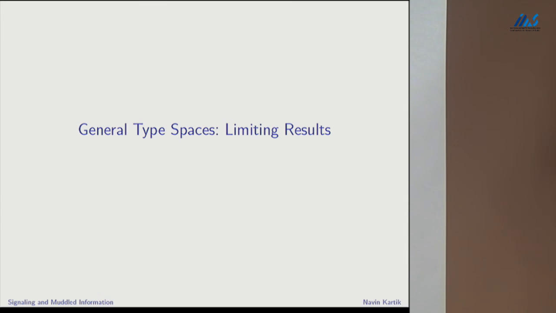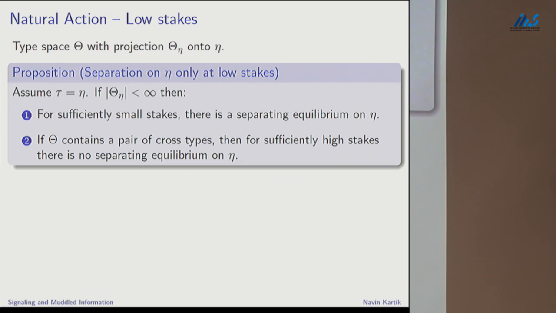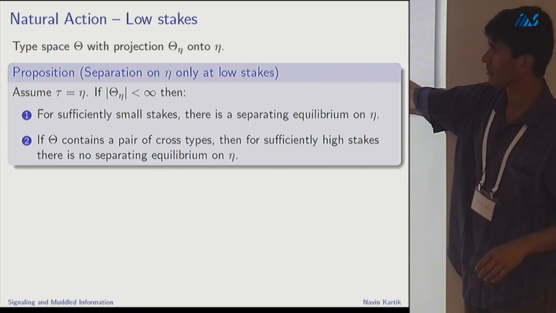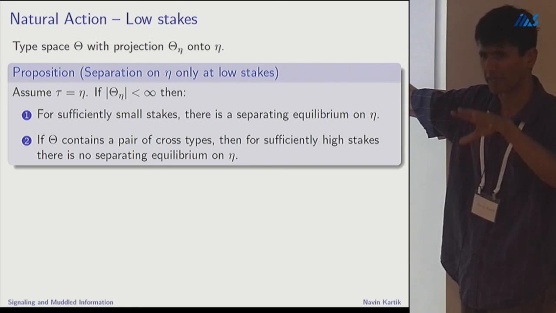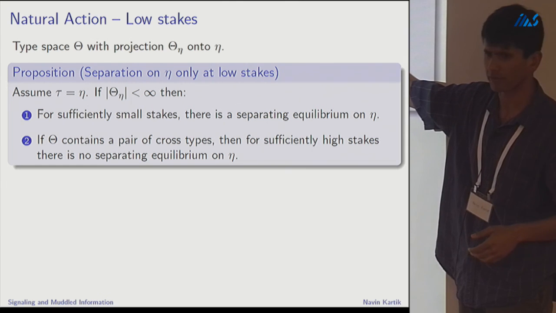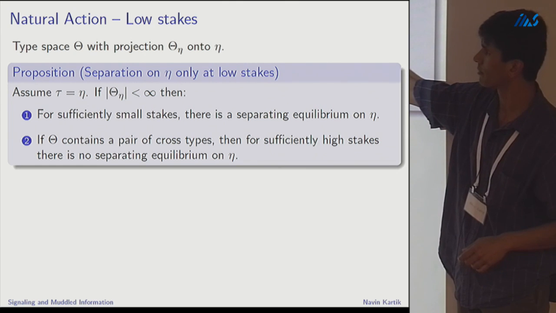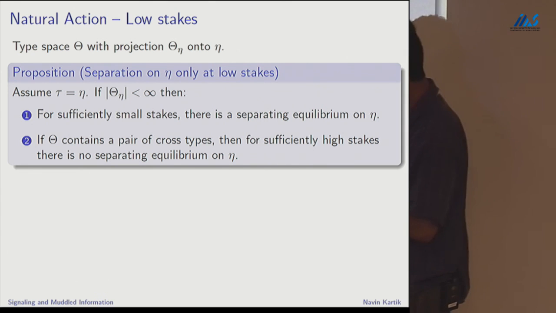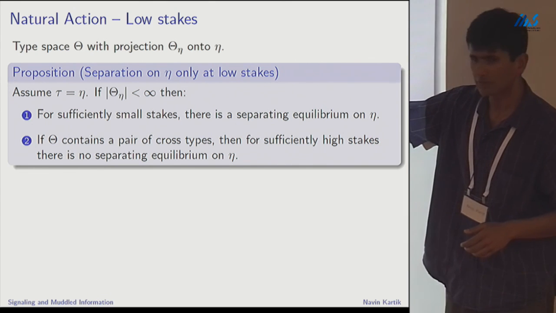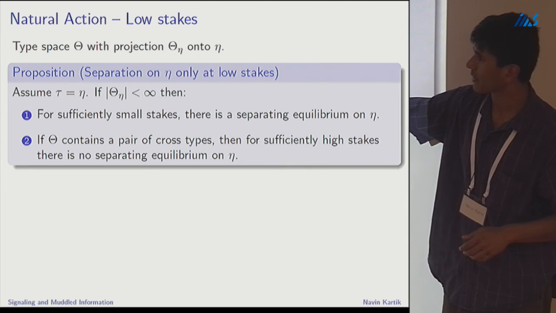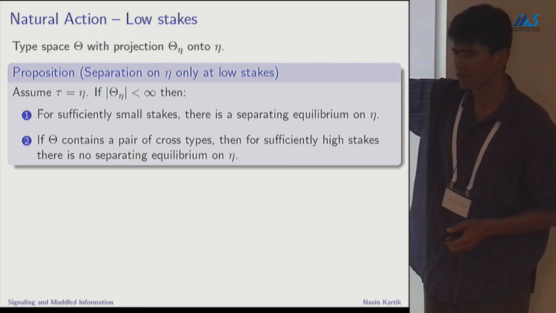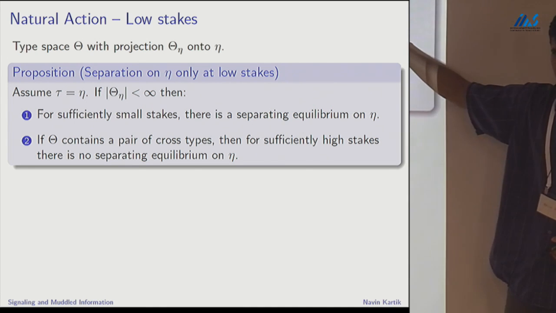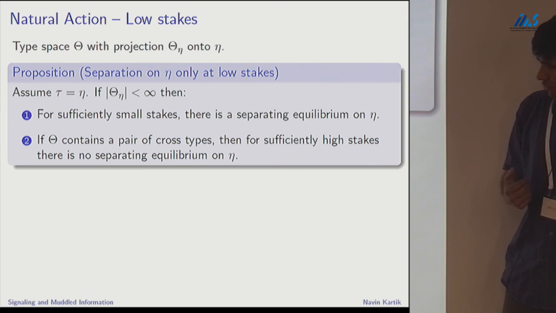So, quickly, the general case. Consider an arbitrary compact type space capital theta, and let's denote the projection of that onto one dimension as theta subscript that dimension, in particular here theta sub eta. If the dimension of interest is the natural action, and suppose that there's a finite number of natural action types, then for sufficiently small stakes there exists a separating equilibrium on the dimension of interest, which is the natural action.